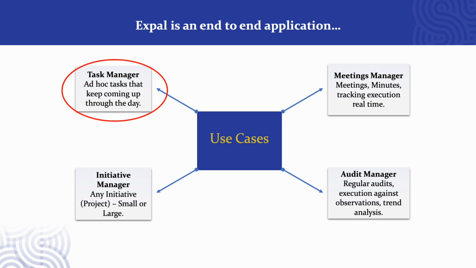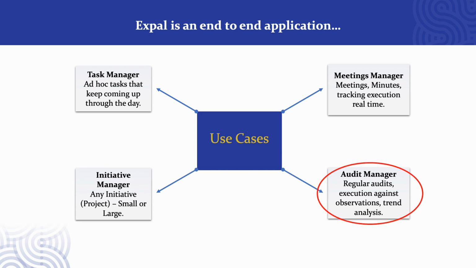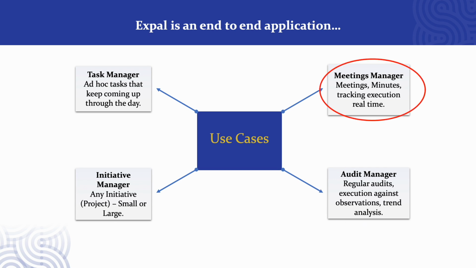The Task Manager for micro and standalone actions, the Initiative Manager for all projects and business initiatives, the Audit Manager for linking the process of audits to actual continuous improvements, the Meetings Manager to seamlessly ensure all meetings are tied in with actual delivery of actions discussed in the meeting, making Expal stand out as the one product that can address all of your organizational execution challenges.